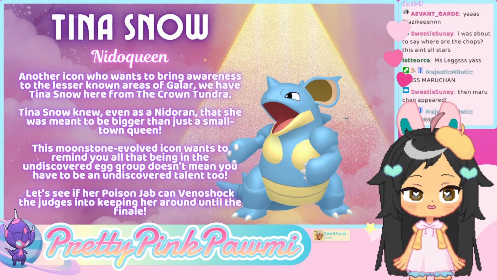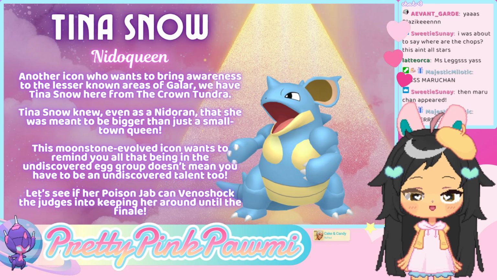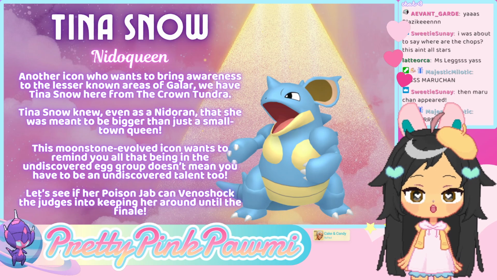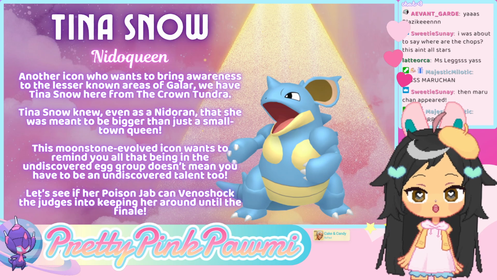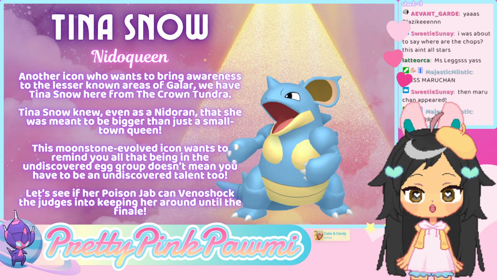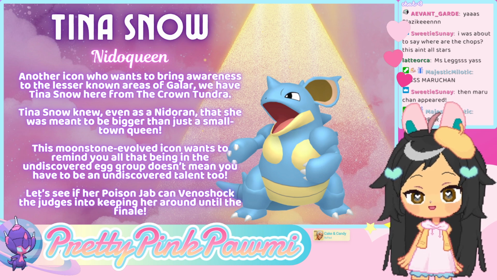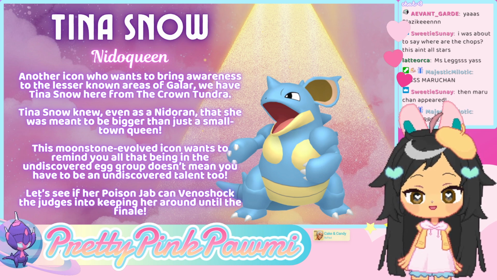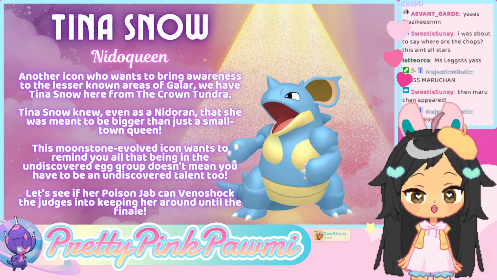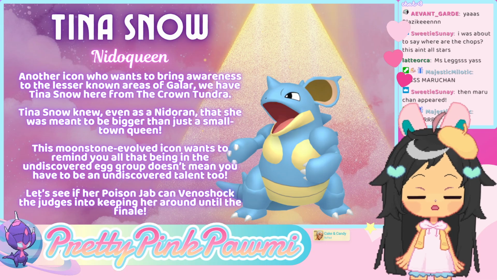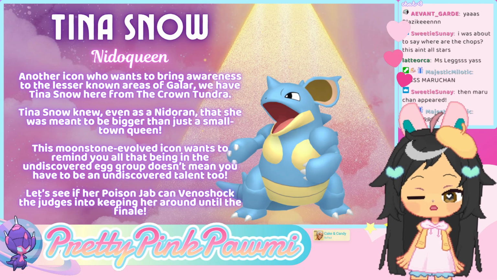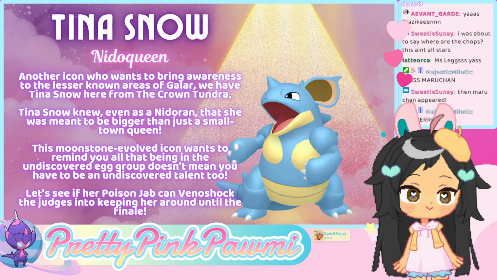Hi, Sunny. Welcome in. Tina Snow, the Nido Queen, and this is the last introduction. Then we are going to get into the simulation. Another icon who wants to bring awareness to the lesser known areas of Galar, we have Tina Snow here from the Crown Tundra. Tina Snow knew, even as a Nidoran, that she was meant to be bigger than just a small town queen. This Moonstone evolved icon wants to remind you all that being in the Undiscovered Egg group doesn't mean you have to be an undiscovered talent too. Let's see if her poison jab can Venoshock the judges into keeping her around until the finale.